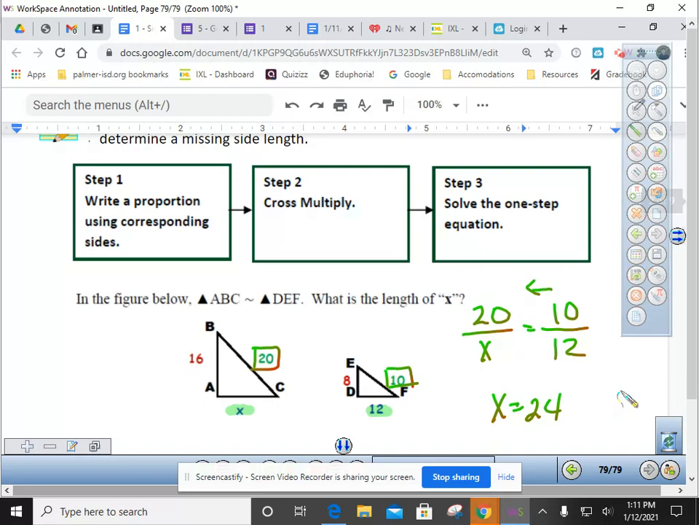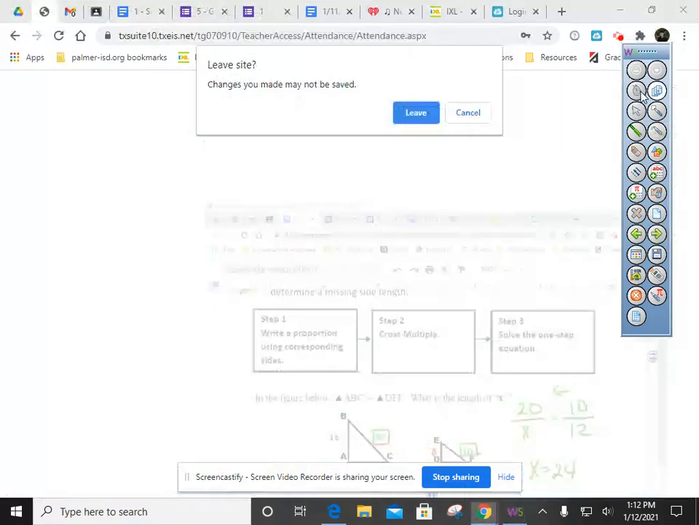So the hardest part of this is knowing which sides correspond to each other, because eventually they're going to want to flip those shapes around, and you've got to figure out which one's corresponding. Sometimes they won't always be just perfectly set.